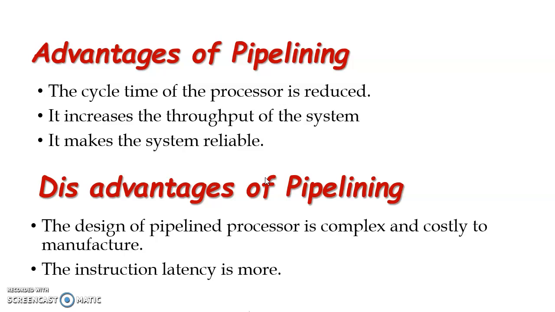Next are the advantages and disadvantages of pipelining. Advantages include: the cycle time of the processor is reduced, it increases the throughput of the system, and it makes the system reliable. Disadvantages include: the design of a pipeline processor is complex and costly to manufacture, and the instruction latency is more here. This is all about pipelining.